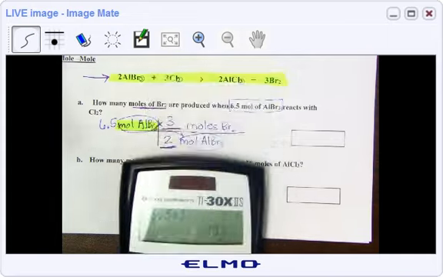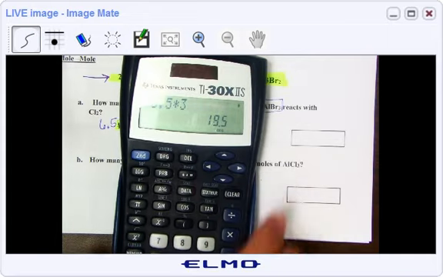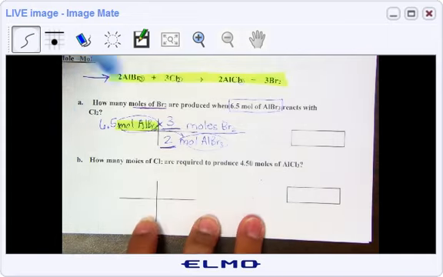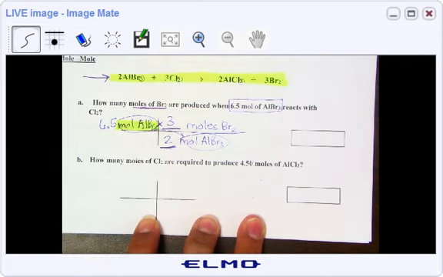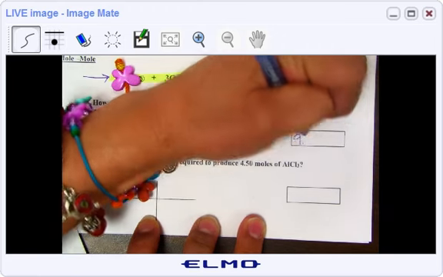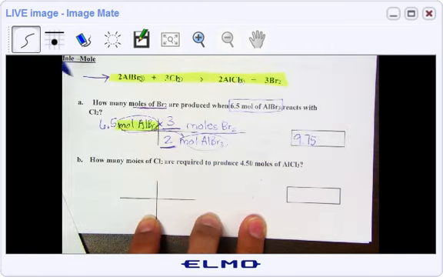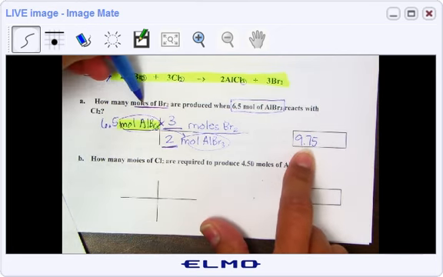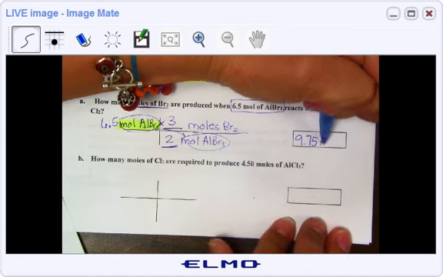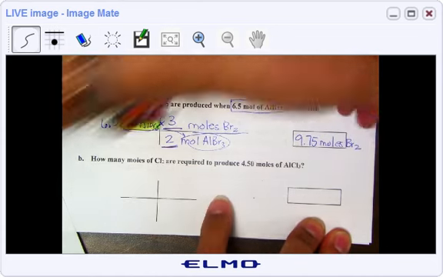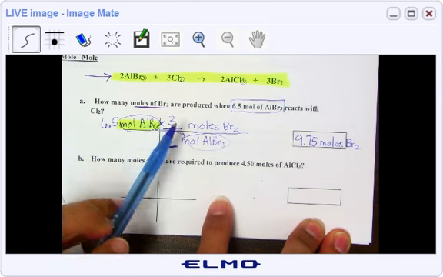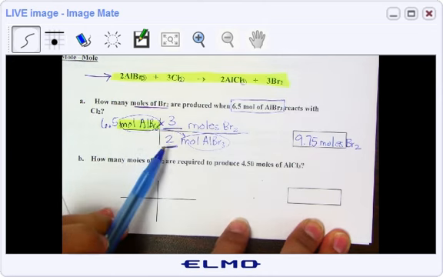So 6.5 times 3 equals 19.5. Then you divide what's on the bottom, which is 2. So divide it by 2, 9.75. But 9.75 what? What was I looking for? It's 9.75 moles of Br2. Okay, and all I did was 6.5 times 3, divided that number by the bottom number.